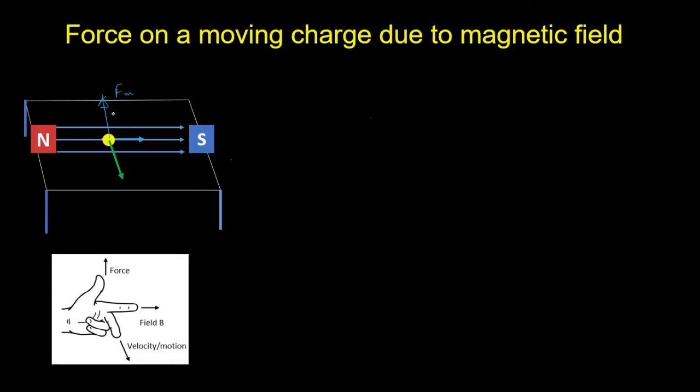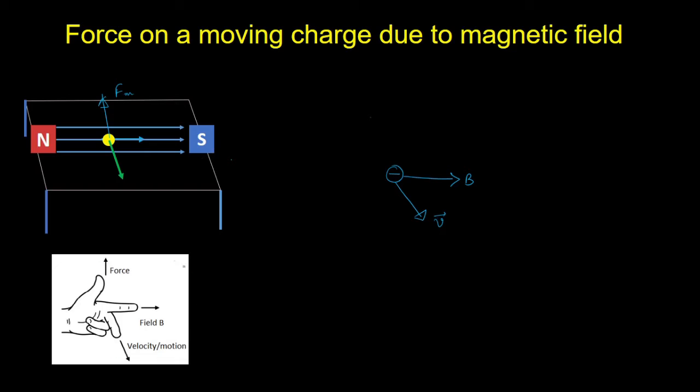What about if the charge is negative? Let me keep the other factors same. So this is the direction of the magnetic field. The negative charge is now moving in this particular direction V. Now, what will be the direction of magnetic force?